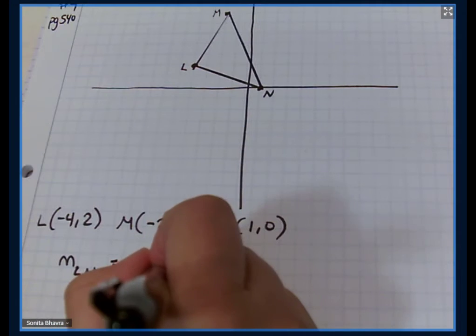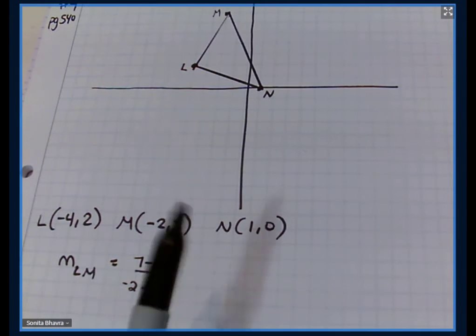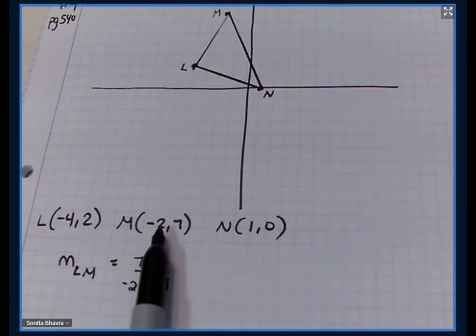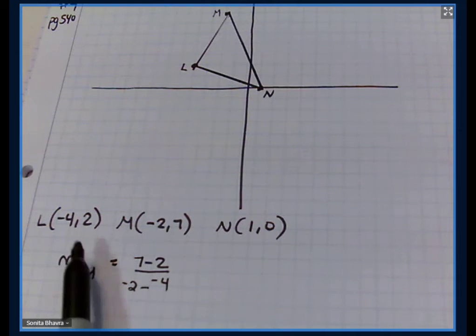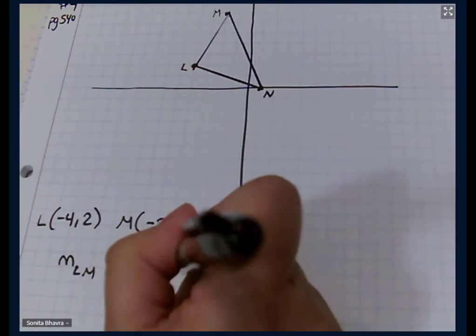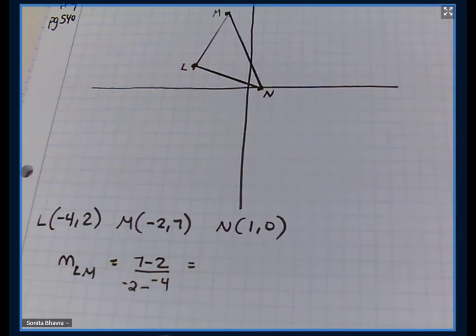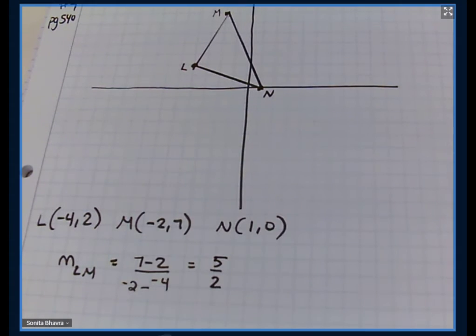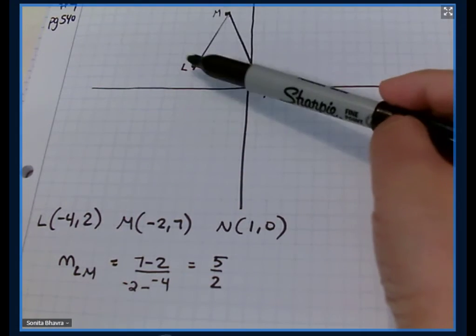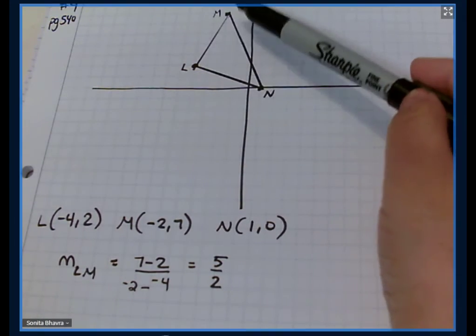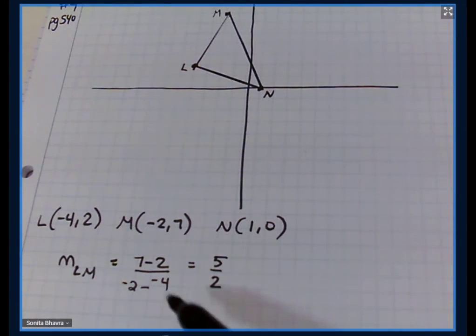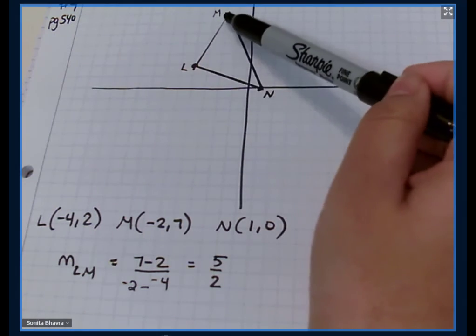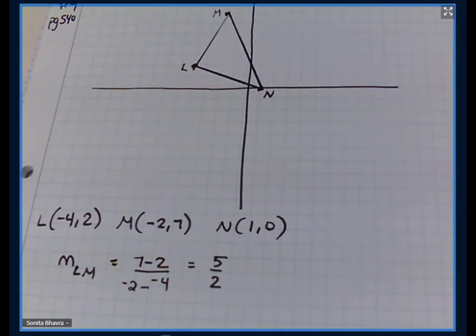-2 minus -4. All right, make sure you're writing it out correctly. So it's -2 minus -4. So that gives me a slope of 5/2. All right, so that is the slope for LM. And also note it is positive, which is what we should see because it is going up from left to right. Next, let's look at the slope of LN.